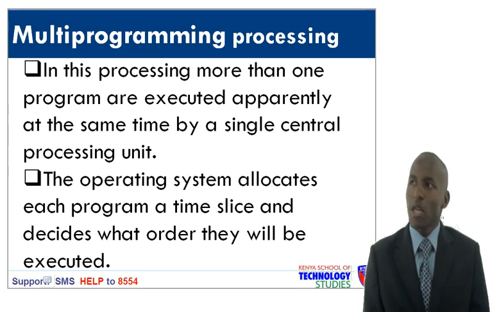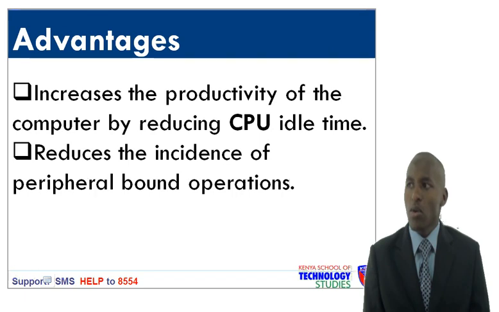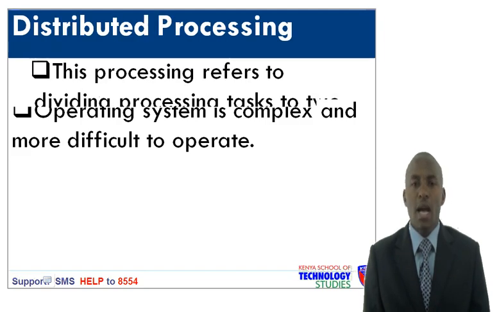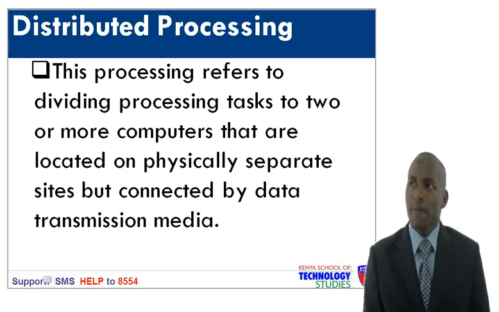Let us now look at multi-programming processing. In this processing, more than one program is executed apparently at the same time by a single central processing unit. The operating system allocates each program a time slice and decides what order they will be executed. Advantages: it increases the productivity of the computer by reducing CPU idle time. Again, it reduces the incidence of peripheral bound operations. Disadvantages: it requires more expensive CPUs, and the operating system is complex and more difficult to operate.